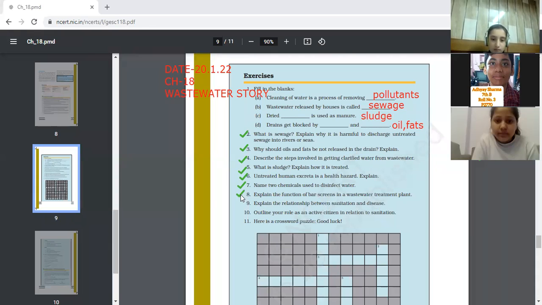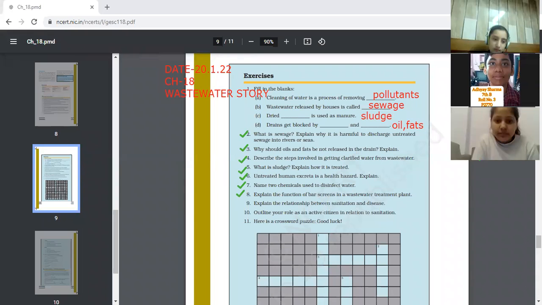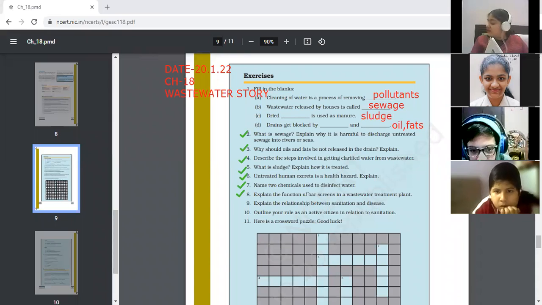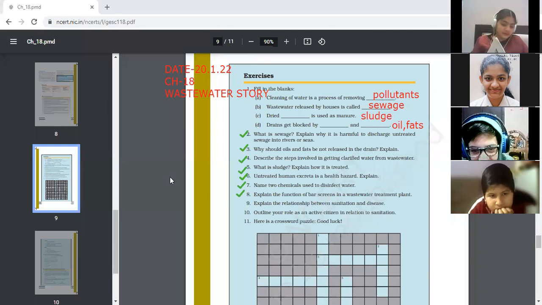Number 8, explain the function of bar screens in a wastewater treatment. We already did this in the first part of the WWTP. What is the function of the bar screens? Bar screens clear the wastewater of all physical impurities. Large size waste like napkins, plastic, cans, etc. are removed from the wastewater through the bar screen. Okay, good. So all this is done with the help of bar screens.